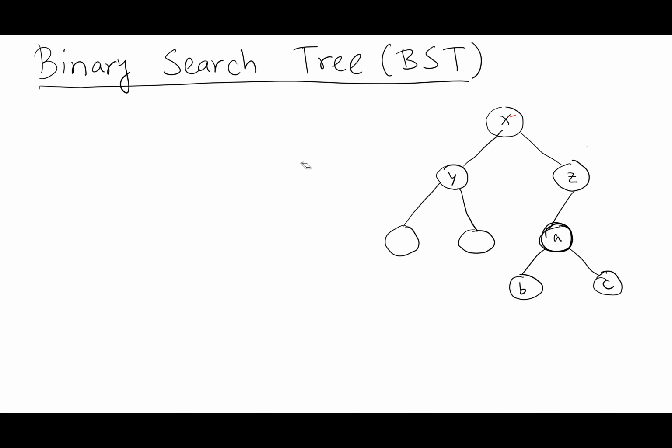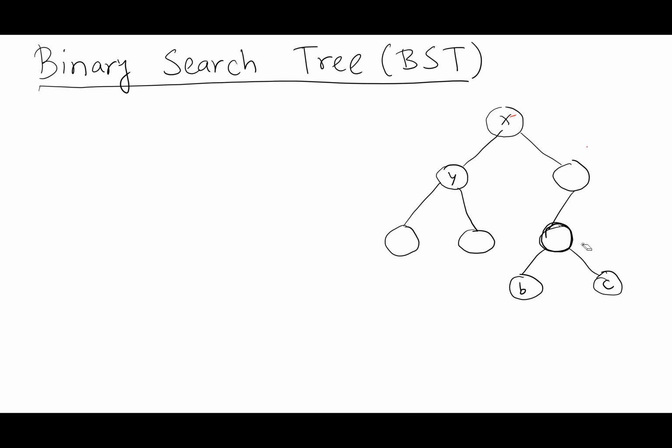Next thing is, suppose this is the left subtree, right? So anything in the left subtree has to be smaller than X. Anything in the left subtree has to be smaller than X. And this is the right subtree, right? So anything here is going to be greater than X. So that is the condition for binary search tree.